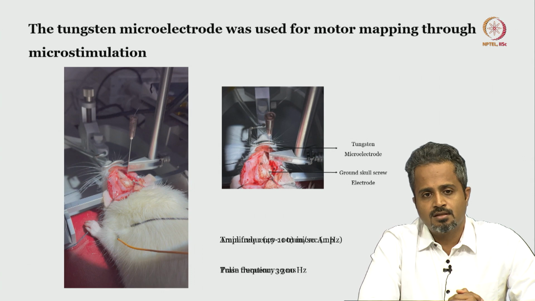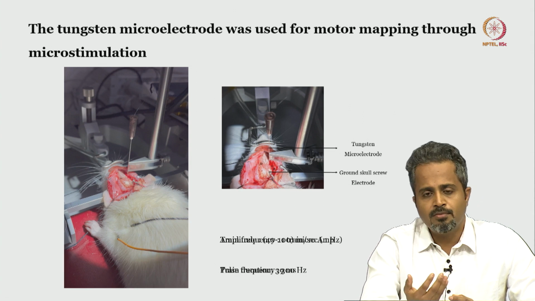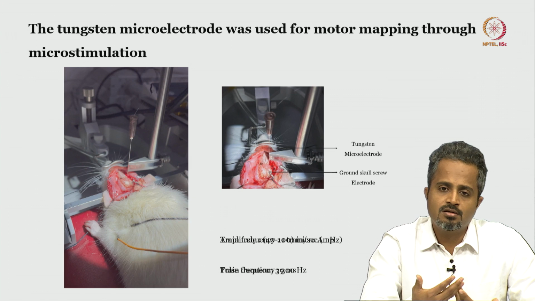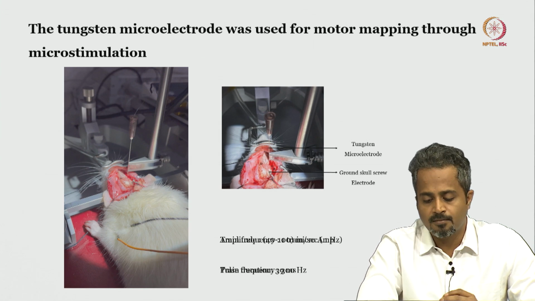So, this is a very important safety layer to confirm that you are dealing with the primary motor cortex. Even for experiments involving the secondary motor area, you can use the primary motor area coordinates, which would give you an indirect confirmation of the coordinates of the secondary motor area, which is just anterior and medial to the primary motor area.